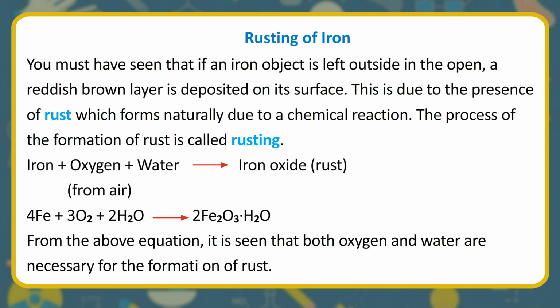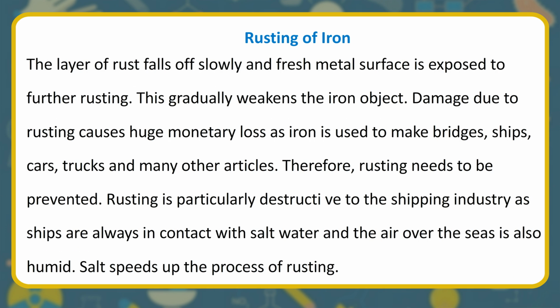From the above equation, it is seen that both oxygen and water are necessary for the formation of rust. The layer of rust falls off slowly and fresh metal surface is exposed to further rusting. This gradually weakens the iron object. Damage due to rusting causes huge monetary loss, as iron is used to make bridges, ships, cars, trucks and many other articles. Therefore, rusting needs to be prevented.